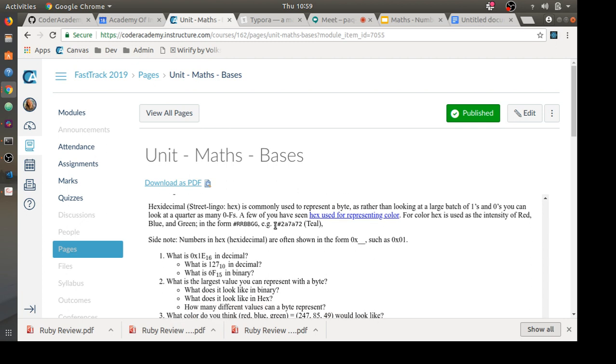So you might see them represented with a hash symbol like that, especially when we're looking at colors, or you might see them in this other form with a 0x in front of the number. That also signifies that it's a number represented in hex.